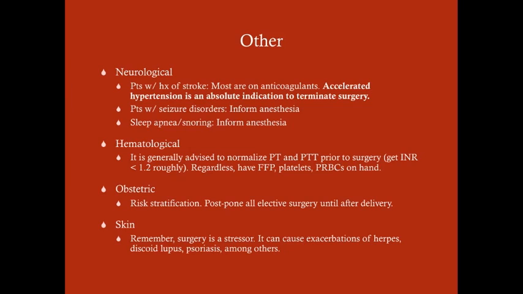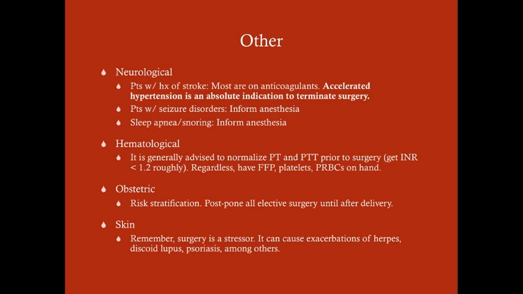Hematologically, it's generally advised to normalize the PT and PTT prior to surgery, so get the INR usually down to 1.2 or less, roughly. It's going to really depend on where you're operating, but the general rule of thumb is if you're less than 1.2, you're pretty good. Regardless, you're going to want to have fresh frozen plasma, platelets, and packed red blood cells ready in case there is any kind of bleeding diathesis or hemorrhage during the operation, so that you've got your bases covered.